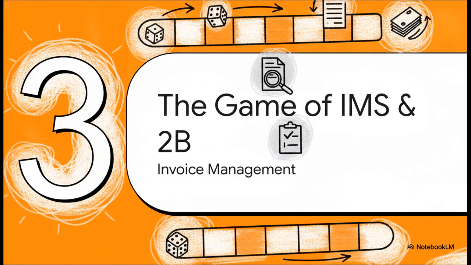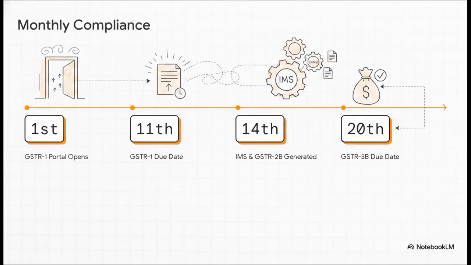All right, part 3, the game of IMS and 2B. Let's track the chronological timeline of our monthly data. On the 1st of the month, the portal opens up for your GSTR1 outward supply data. By the 11th, boom, that GSTR1 is due for monthly filers. Then, on the 14th, the real magic happens. The Invoice Management System, or IMS, and the GSTR2B are automatically generated based on exactly what your suppliers filed. Finally, everything wraps up on the 20th, which is the big due date for the GSTR3B where your actual final tax is paid.